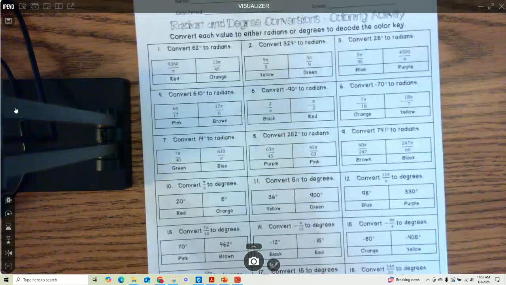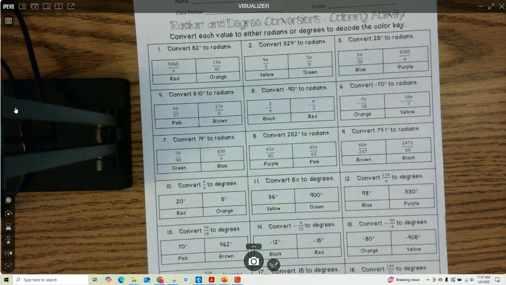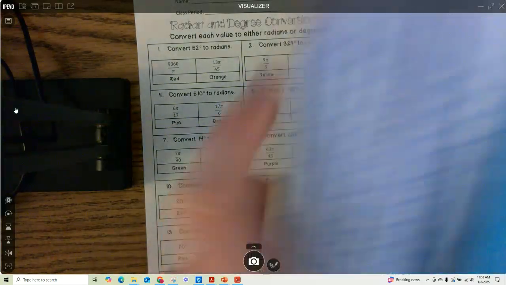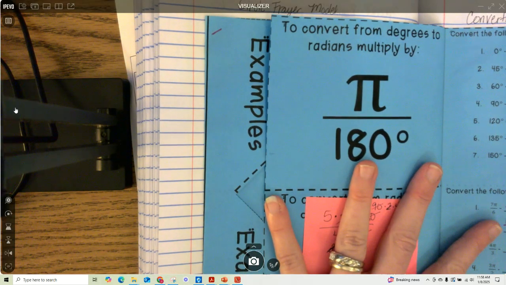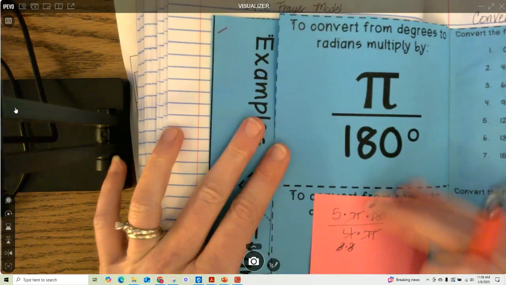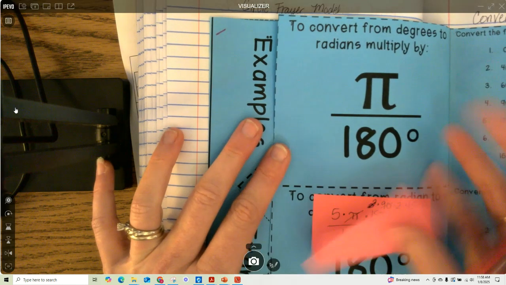So what we are doing today is converting from degrees to radians, and radians to degrees. It's a plug and chug formula. The notes that I gave you yesterday have the 2 formulas in it that you need. Mine's covered up, so I got a sticky note in mine. But that's what we use.